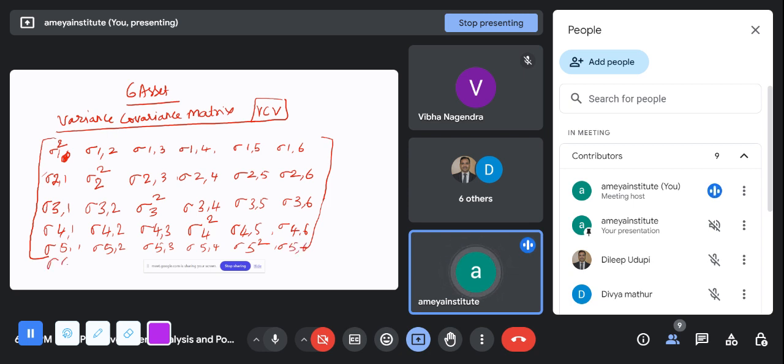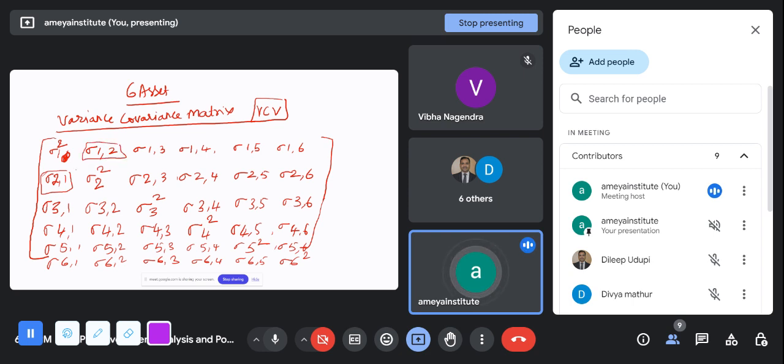And the last one will be 6 comma 1, 6 comma 2, then 6 comma 3, 6 comma 4, 6 comma 5, and 6 comma 6, which means 6 square. Yes or no? So imagine how many combinations we can make between the assets, which is what we are trying to say. Now, if I ask you one question here: the standard deviation between 1 and 2 and between 2 and 1, will it be the same?